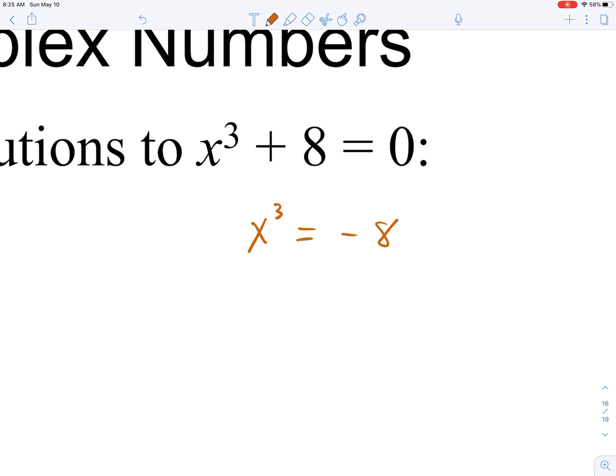Now, we can rewrite the equation in the form x cubed equals negative 8, and then negative 8 in rectangular form, since negative 8 is a complex number, would be negative 8 plus 0i in that a plus bi form. So since we can rewrite this equation as x cubed equals a complex number, we can use the nth root theorem in order to solve for all of the complex solutions. And we know there's going to be 3 of them by the fundamental theorem of algebra.